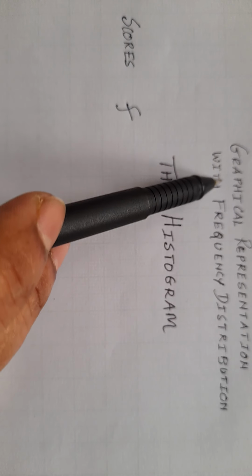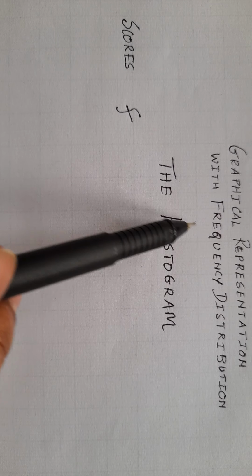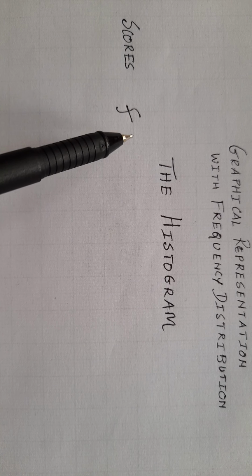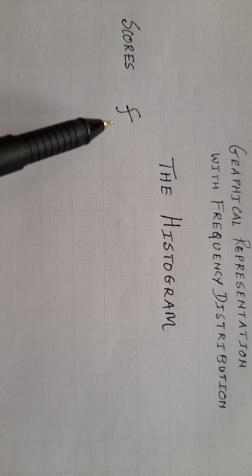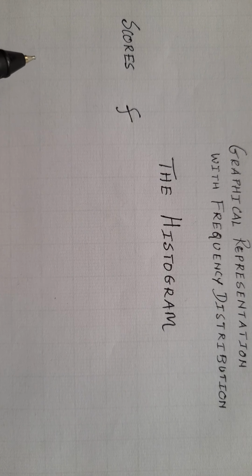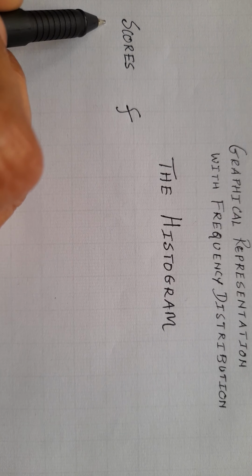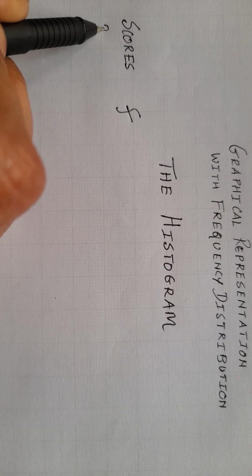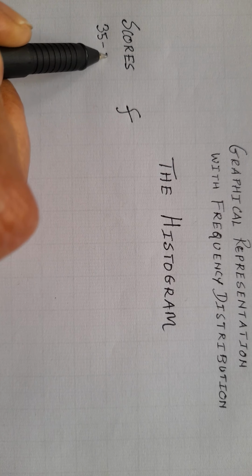You have to do the graph and therefore you need scores. And let us write the scores. Without writing the scores, you cannot do a histogram. You need a frequency distribution.